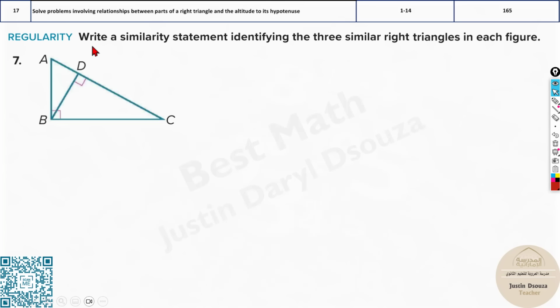Now they have told us to write a similarity statement identifying the 3 similar right triangles in each figure. So can you see there are 3 right triangles here? One is this one, B, D, and C. Okay, so they're not straight lines. Another one is A, B, and D. Which is the other one? The entire figure itself is one more triangle. There are 3 triangles. So how you can tell they are similar is, first let me write them out.